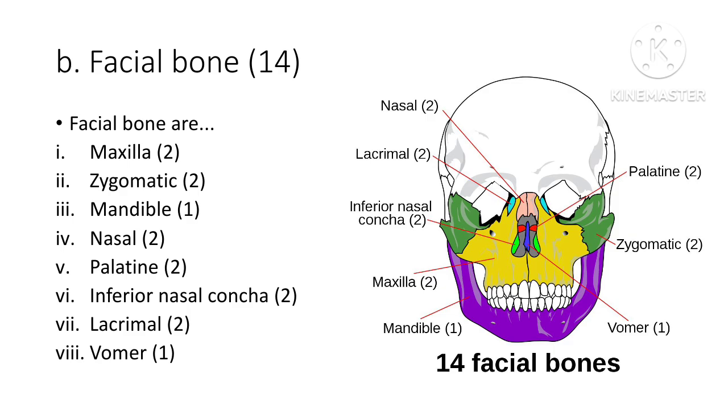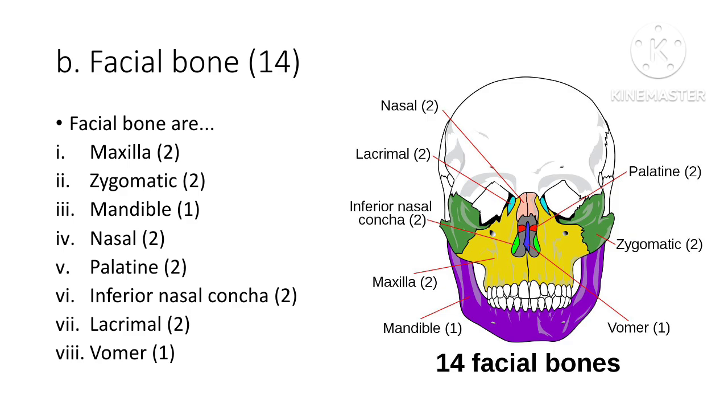The first one is the maxilla, which is the upper jawbone that forms the central portion of the face and the floor of the orbits. Second one is the zygomatic bones, which are also known as the cheekbones. They form the prominence of the cheeks and the lateral wall of the orbits. They contribute to the formation of the upper part of the face and the lower part of the eye socket.